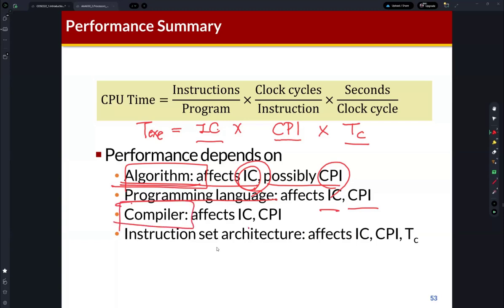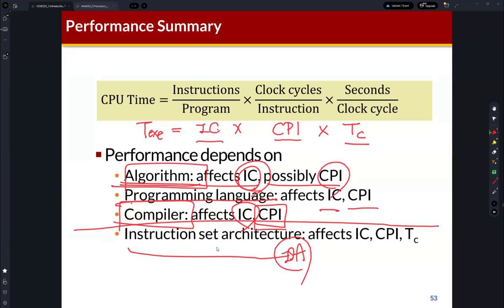The compiler also can change the number of instructions and CPI. So these are the software part. And then the instruction set architecture, which we will learn about in chapter 2, influences instruction count, CPI, and the clock period. Also, as I mentioned, the clock period is mainly influenced by hardware, like hardware design or semiconductor technology, the process nodes.